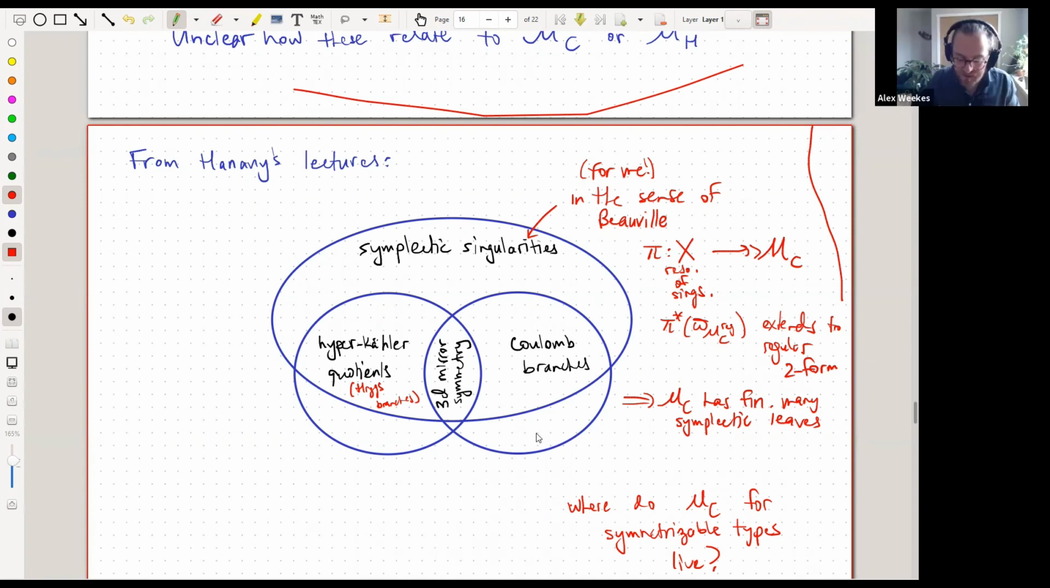I guess I can add one thing, just to expand slightly: if you're taking any finite type, even symmetrizable, like B, C, F, and G, those always are symplectic singularities. And as you asked before, we know when they're conical. So those ones are pretty well behaved in terms of where they fit in this picture.